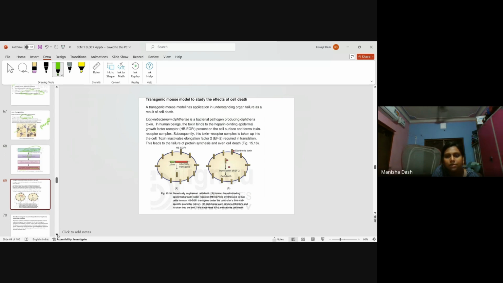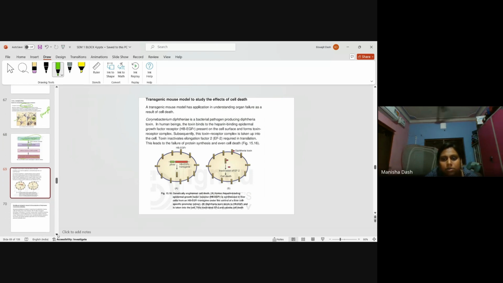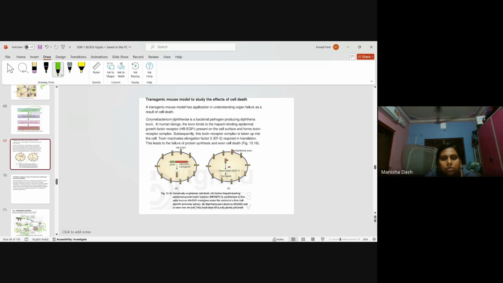Then coming to the transgenic mouse model to study the cell death. Similarly, transgenic mice are created to study the functioning of a particular gene, how it will be acting. Here is an example of a genetically modified mouse that is expressing a defect in the gene, explaining how exactly the diphtheria protein is acting on the mouse cell.